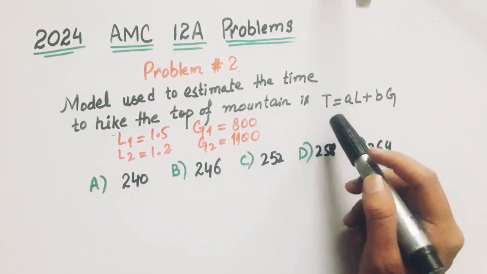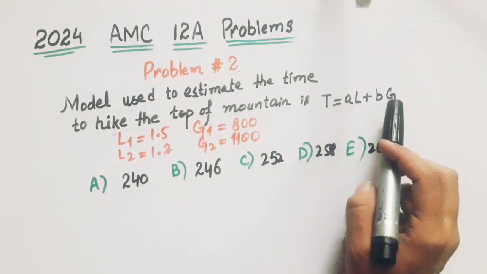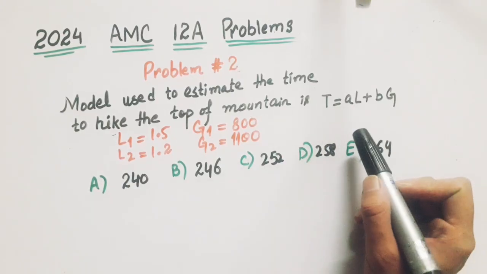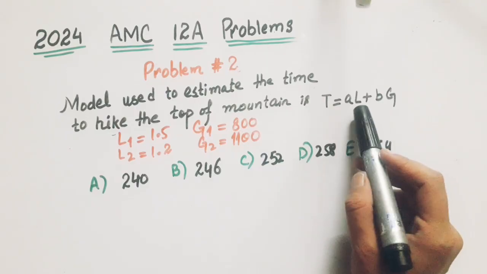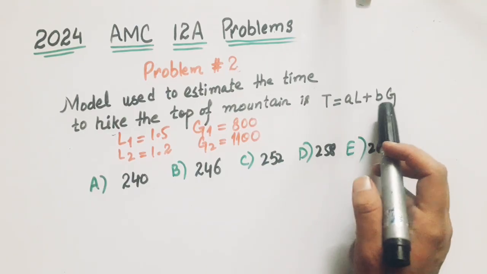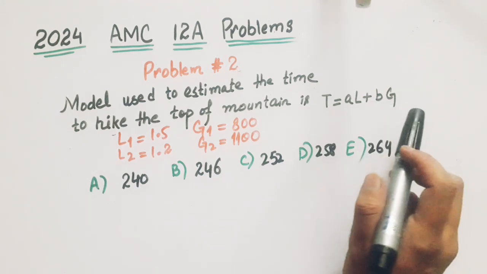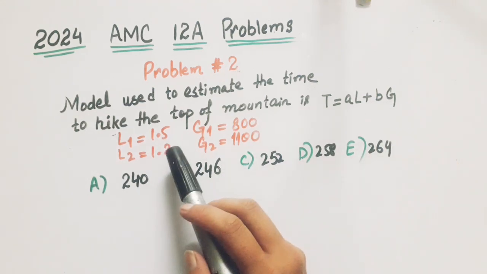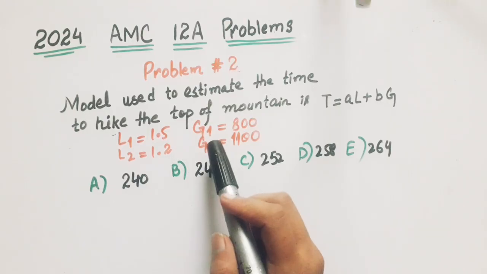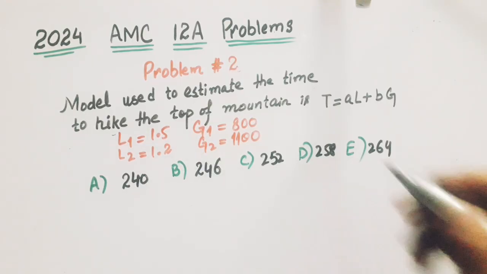Now the problem 2 is: a model used to estimate the time to hike to the top of the mountain is T equals AL plus BG, where A and B are constants and T is time in minutes. L is the length of the trail in miles and G is the altitude gain in feet. The model estimates that it takes 69 minutes.